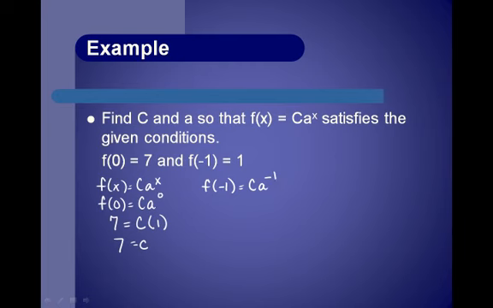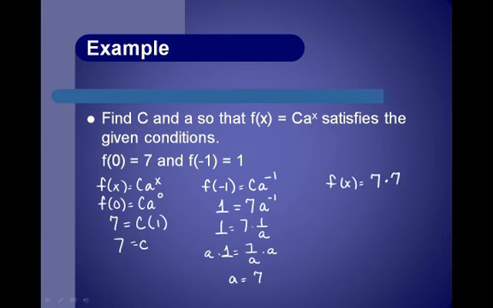Well, f of negative 1, they just told us was 1. c is 7 times a to the negative 1. That means 1 is equal to 7 times 1 over a. 1 is equal to 7 over a. So to solve for this, we're going to multiply both sides by a. So we get a is equal to 7. So for this problem, we get f of x is equal to 7 times 7 to the power of x.